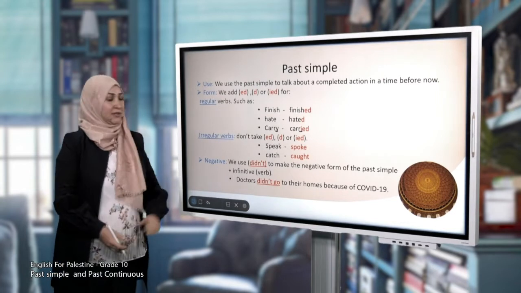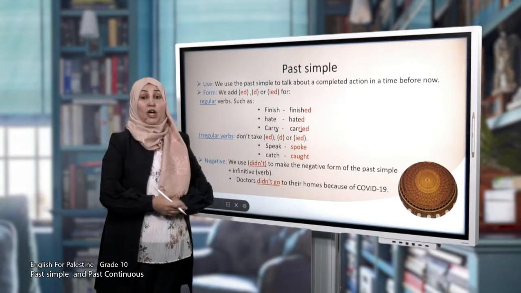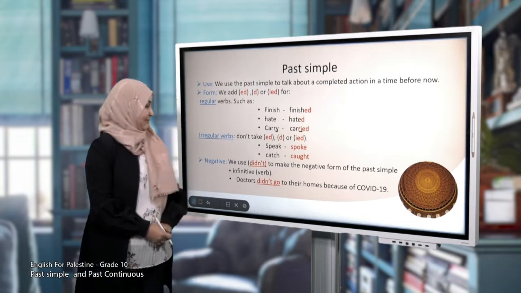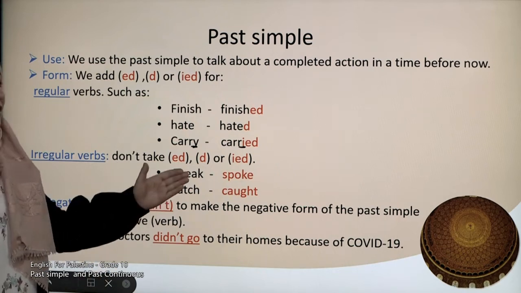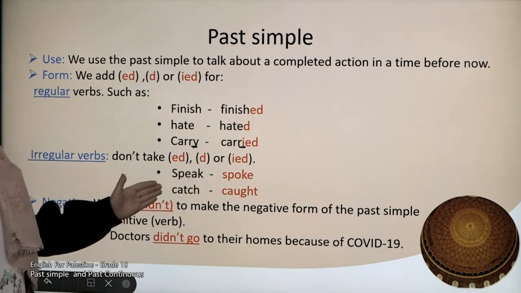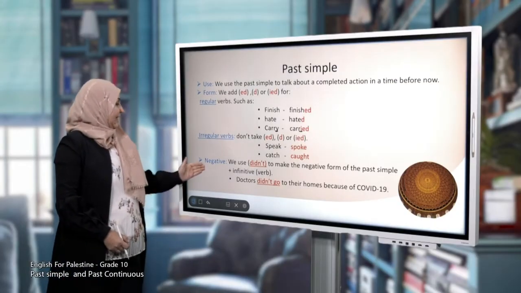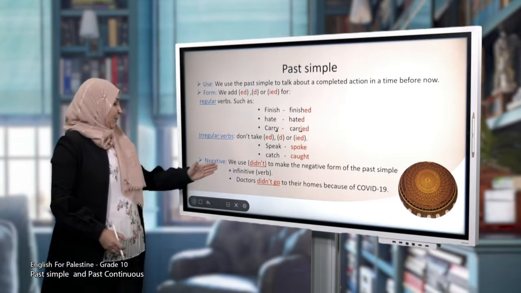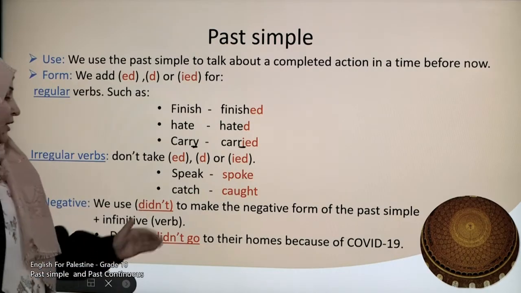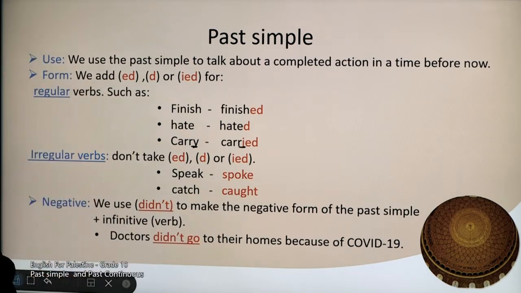Irregular verbs don't take ed, d, or ied. For example, speak, spoke, catch, caught. The negative form of past simple. We use didn't to make the negative form of the past simple plus the infinitive verb.